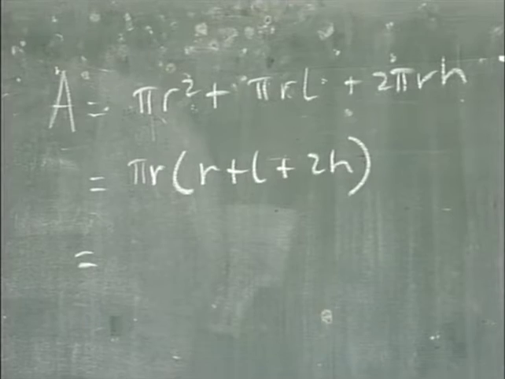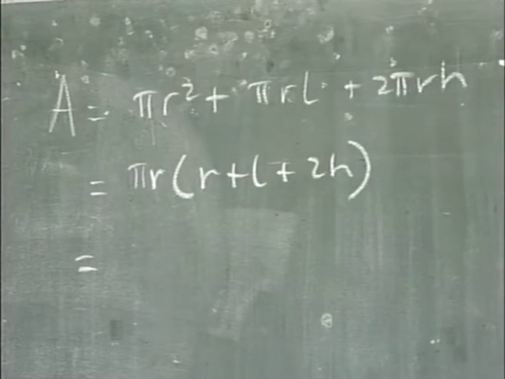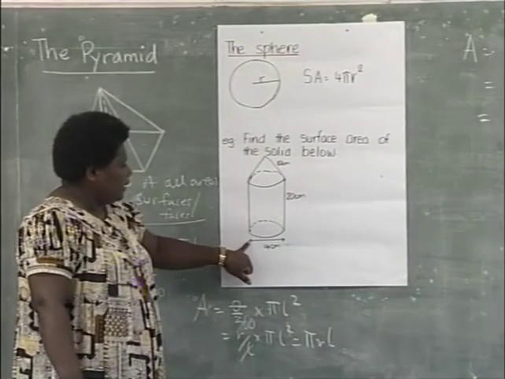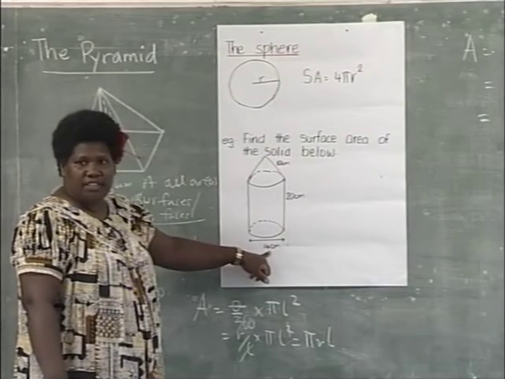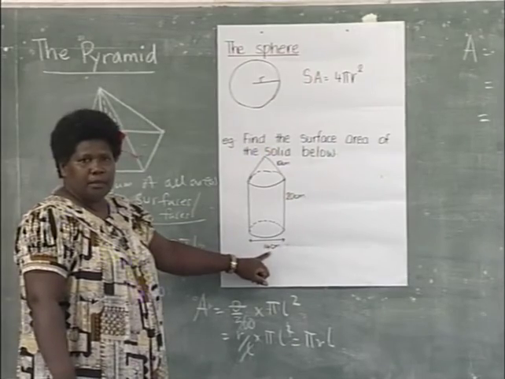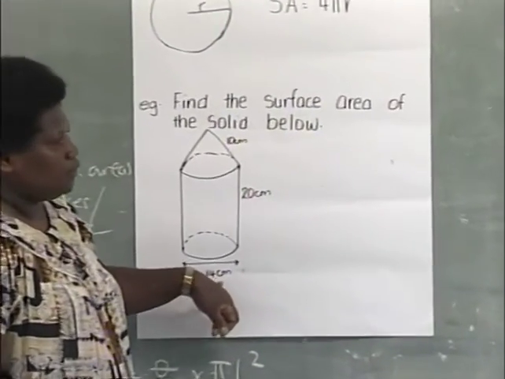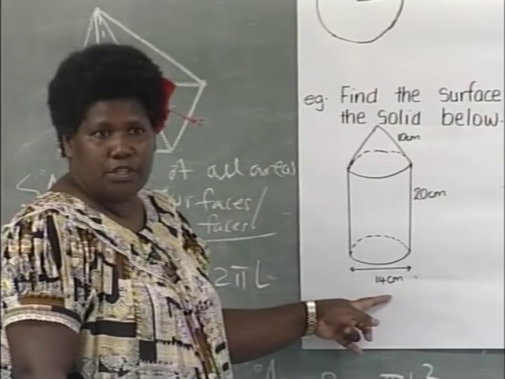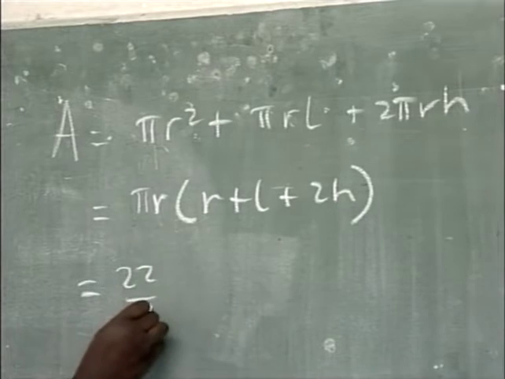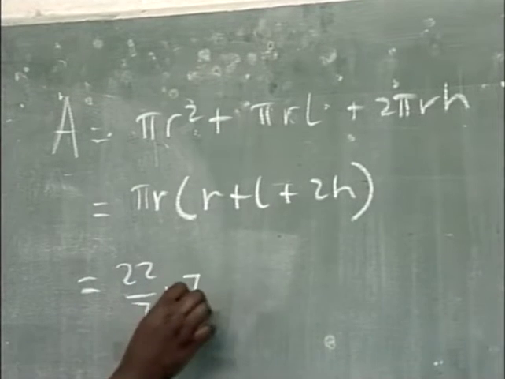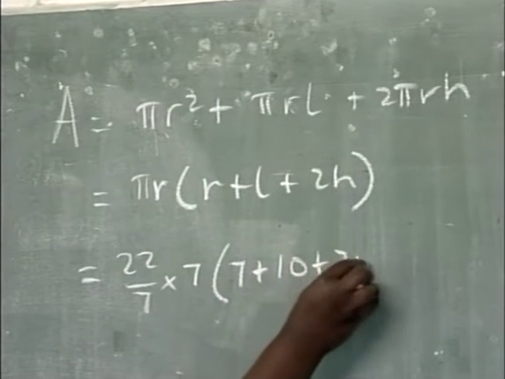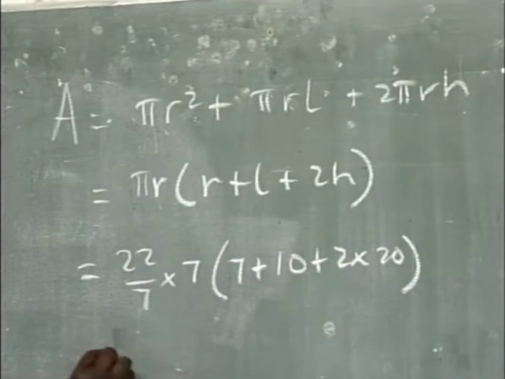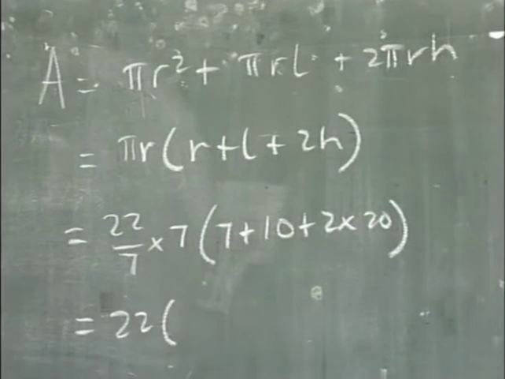What I do is, if I see that there is a dimension which has a number which is a multiple of 7, I just use 22 over 7. If it is a different number, then I use 3.1 for pi, it's easier that way. So 22 over 7 times the radius, which is 7, plus L, which is 10, and h is 20. So I get 22 times 7 plus 10 is 17.